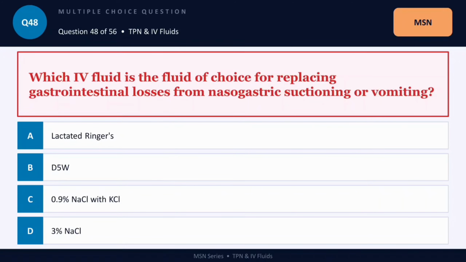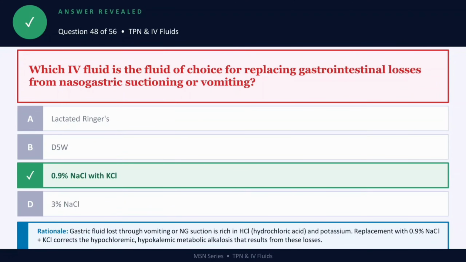Question number 48. Which IV fluid is the fluid of choice for replacing gastrointestinal losses from nasogastric suctioning or vomiting? Option A. Lactated Ringer's. Option B. Dextrose 5% in water. Option C. 0.9% normal saline with KCl. Option D. 3% normal saline. The correct answer is 0.9% normal saline with KCl.